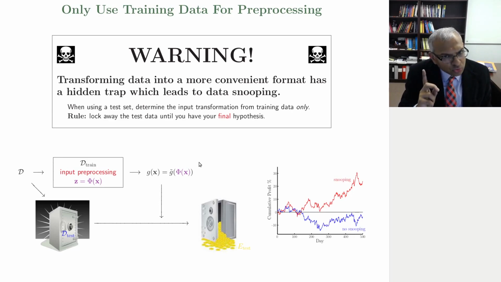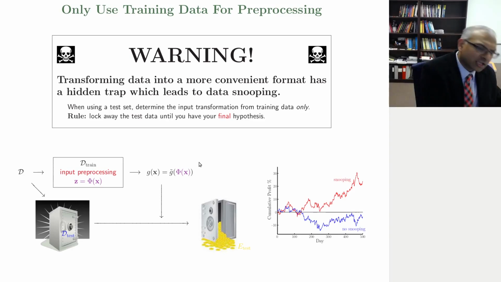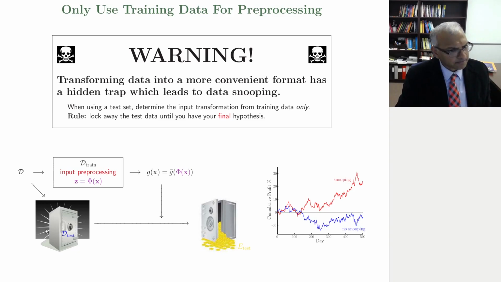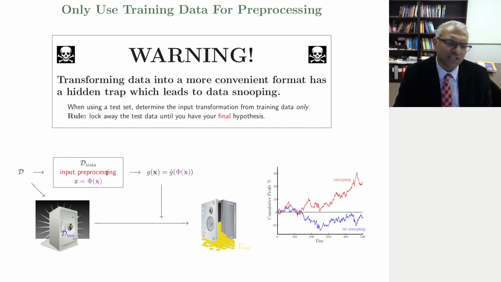So, as a rule, first create your test data the moment you see the data. The moment you get the data, lock your test data in a vault. That means you've split your data into the test set, which is in a vault, and your training set, where you can do input pre-processing as much as you want. Do centering, do normalizing, construct your input pre-processing function phi, construct your pre-processed data Z, do your learning, get your g tilde.